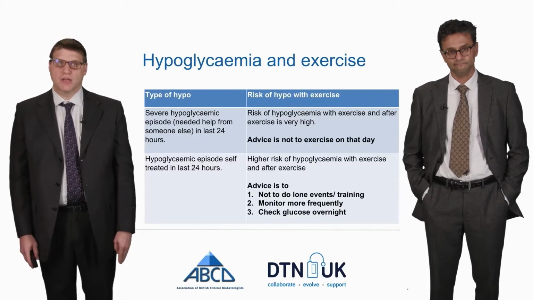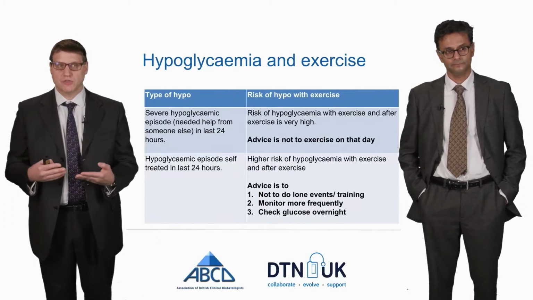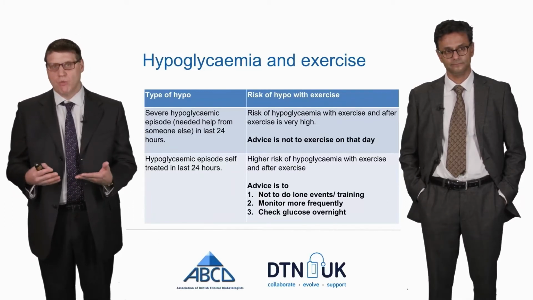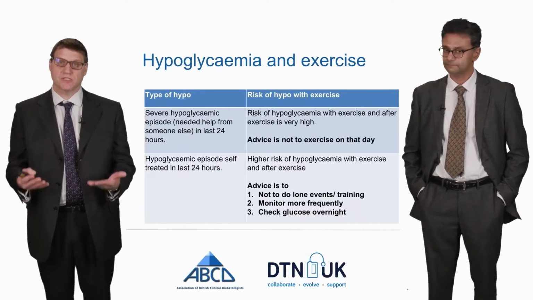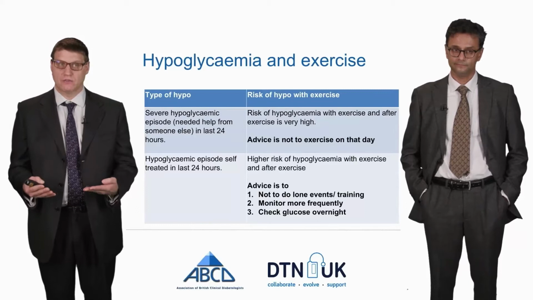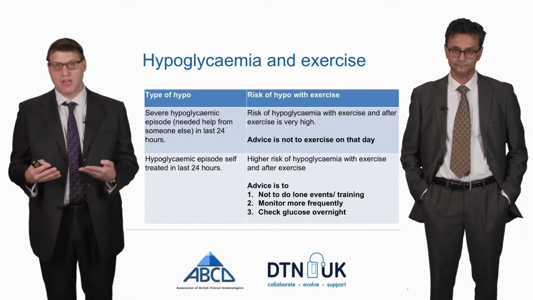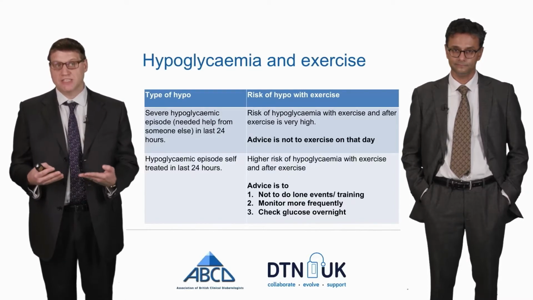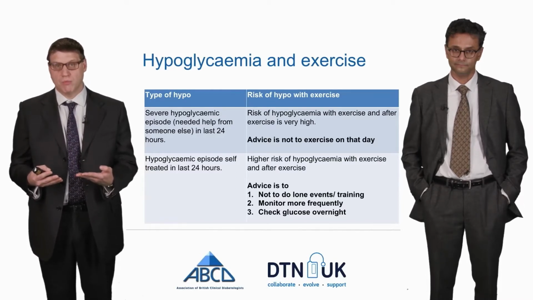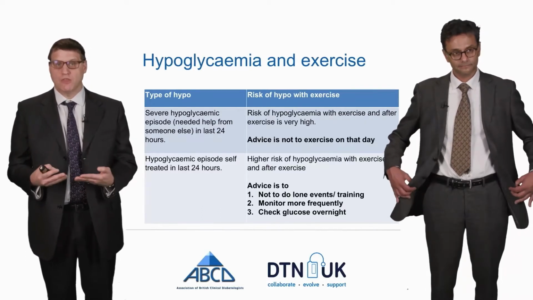So going to hypoglycemia and exercise, there are 2 different types of hypoglycemia. The first one is severe hypoglycemia. What we mean in simple terms by severe hypoglycemia is that you've needed someone else's help to manage that low glucose. If that's happened, then you're at very, very high risk of having another low or hypoglycemic episode when you exercise. And what we'd say is you shouldn't really exercise within 24 hours of having one of those severe low blood sugars.